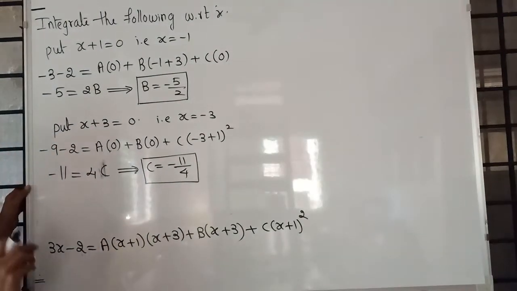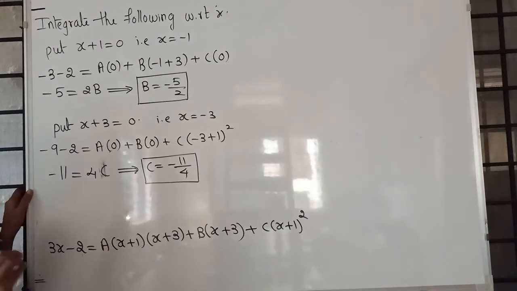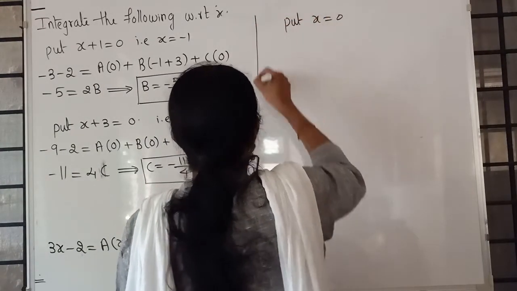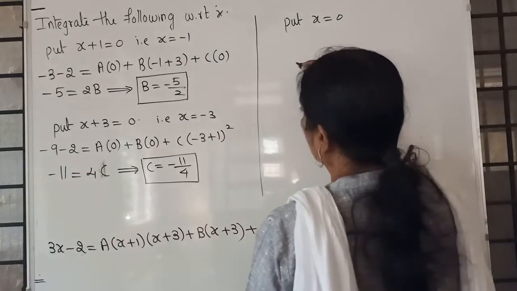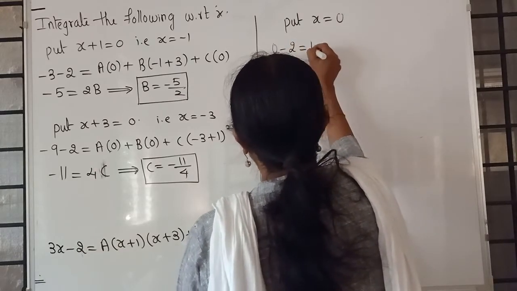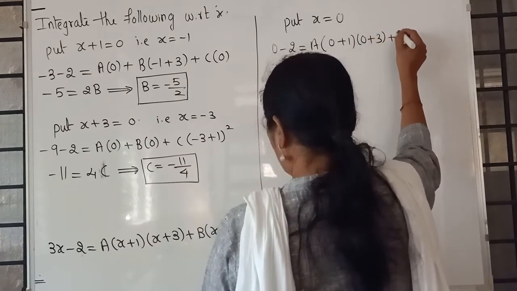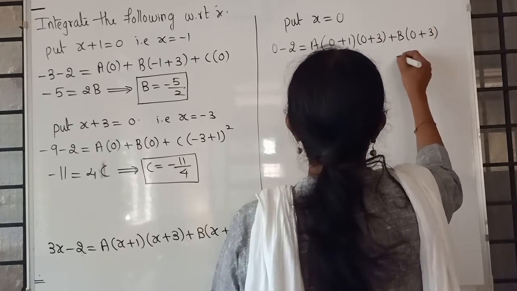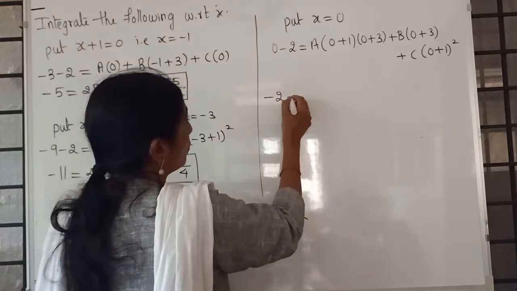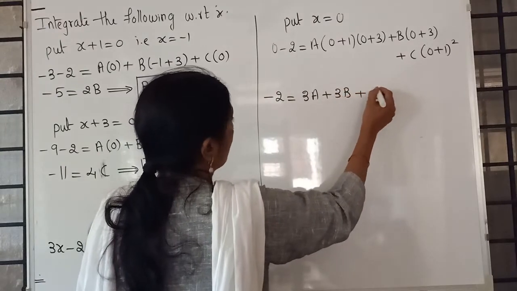And here, in the linear repeated equation, out of 3 alphabets we calculated 2. To find the third one, put x is equal to 0. Why 0? Because we have only 2 different linear equations. Write down x is equal to 0 on both the left side as well as the right side. It is a into 0 plus 1, 0 plus 3 plus b into 0 plus 3 plus c into 0 plus 1 whole square. Minus 2 is equal to 3a plus 3b plus c.